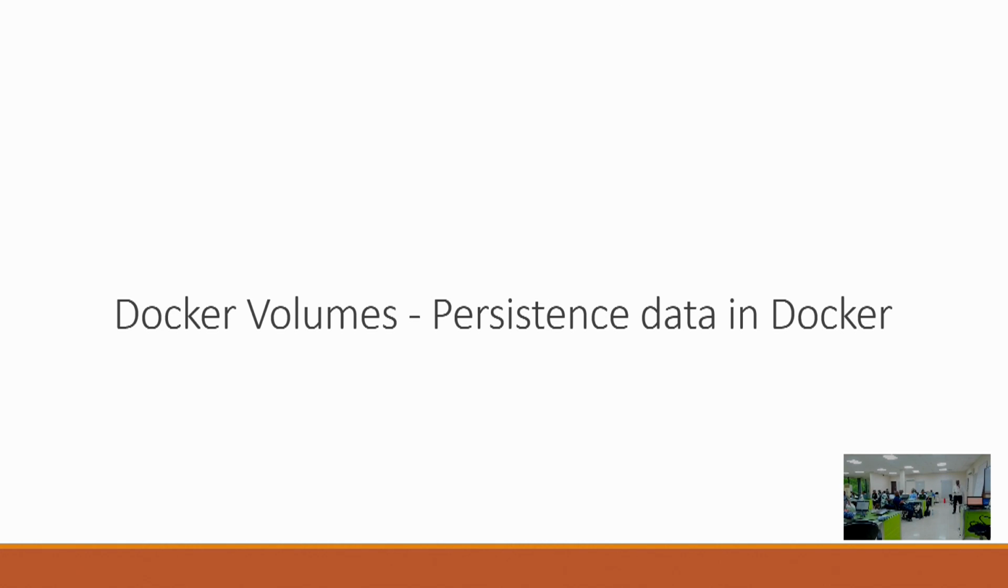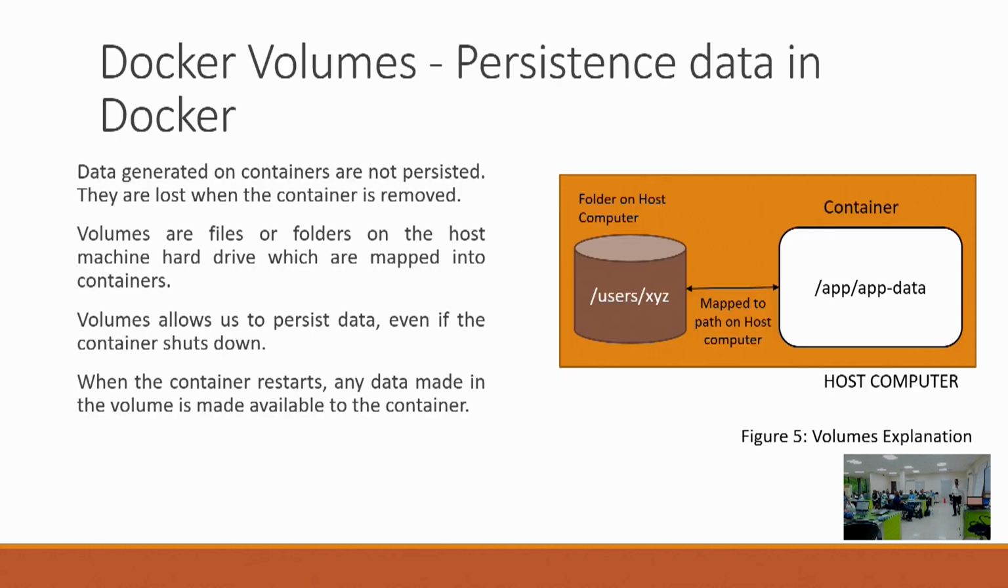So before we start building images, there are some things I want to talk about, like Docker volumes. When you start your container, like we built the Ubuntu container, you remember we created a test.txt file. If you stop the container and you delete the container, and you try to create the container again, all the information is lost. All the information is gone. So that's the way things are with containers. Data generated in containers is not persisted. It is lost when the container is removed.